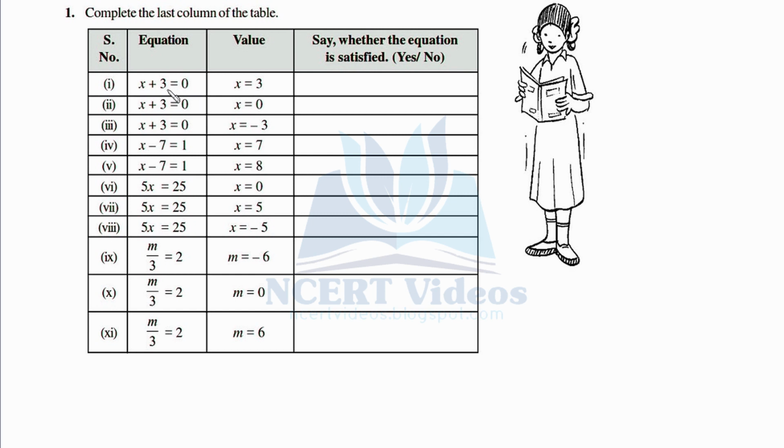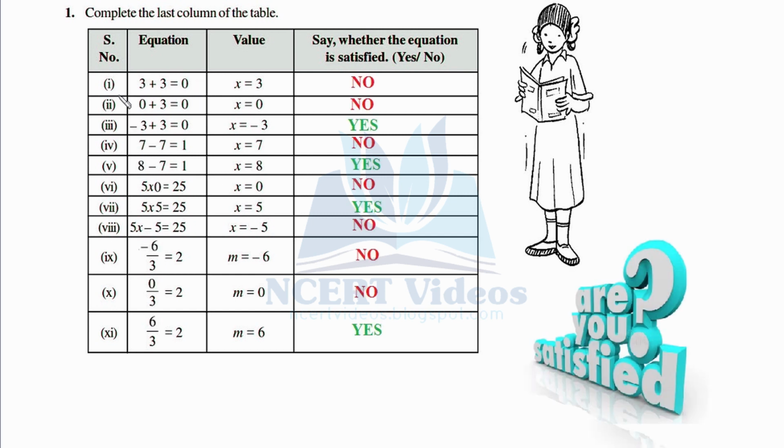So we'll do accordingly. In the first, when you put the value of x equal to 3, you get 3 plus 3 equal to 0. When you solve it, it is 6 equal to 0, which is not true. 6 is not equal to 0, therefore it is not satisfied. You write no. Second part, when you substitute 0 in place of x, it becomes 0 plus 3. When you solve it, it is 3, which is not equal to 0. So it is not satisfied.